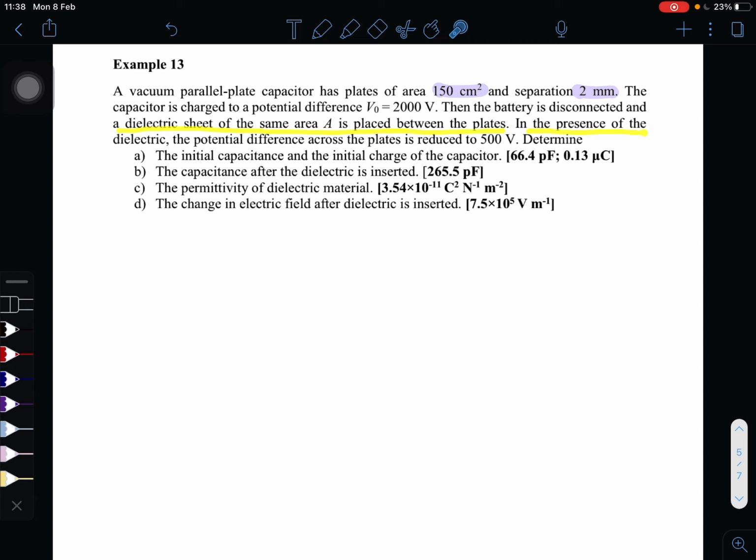So in the presence of the dielectric, the potential difference across the plates is reduced to 500 volt. Okay, now let's highlight the important information first. So initially, this capacitor is connected to a battery. So we have a battery here, which is 2000 volt, and the capacitance is not given. And then what happened next is the battery is disconnected.